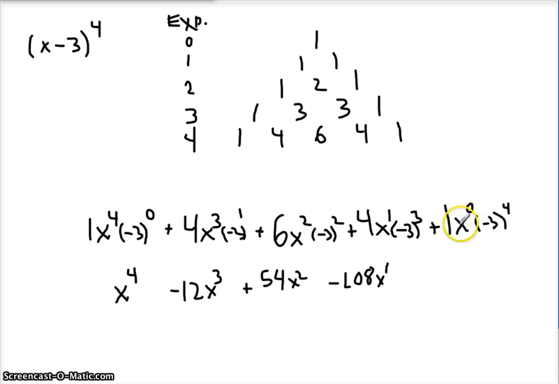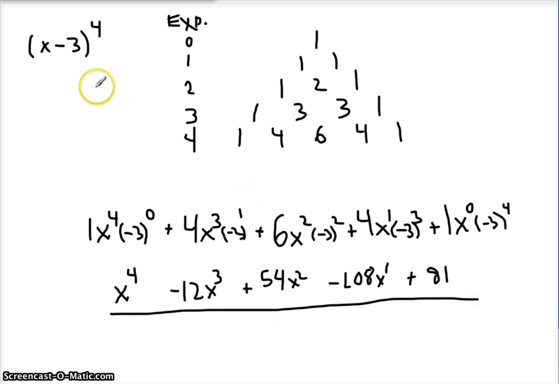So this x to the 0 actually turns into 1. So we have 1 times 1 times negative 3 to the 4. And negative 3 to the 4th power is going to be positive 81. Positive 81 there. Okay, so I'm just going to go ahead and write that. Positive 81. And that's actually my final polynomial right there.